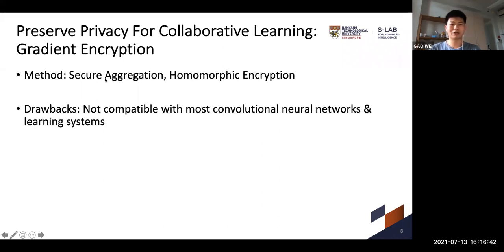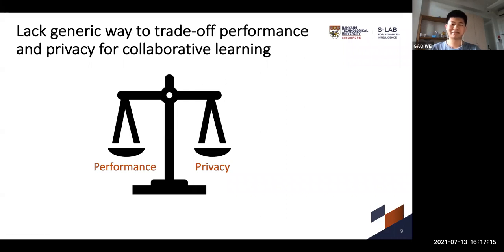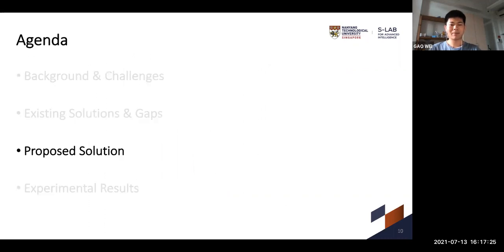The last method is called gradient encryption. It utilizes cryptography to protect the data privacy, such as secure aggregation or homomorphic encryption. However, these methods are not very compatible with most convolutional neural networks and other learning systems. And furthermore, gradient encryption is very time-consuming, especially in latency-sensitive systems. So now we find that we lack a generic way to trade off the model performance and the privacy for collaborative learning. And so next is about our proposed solution.